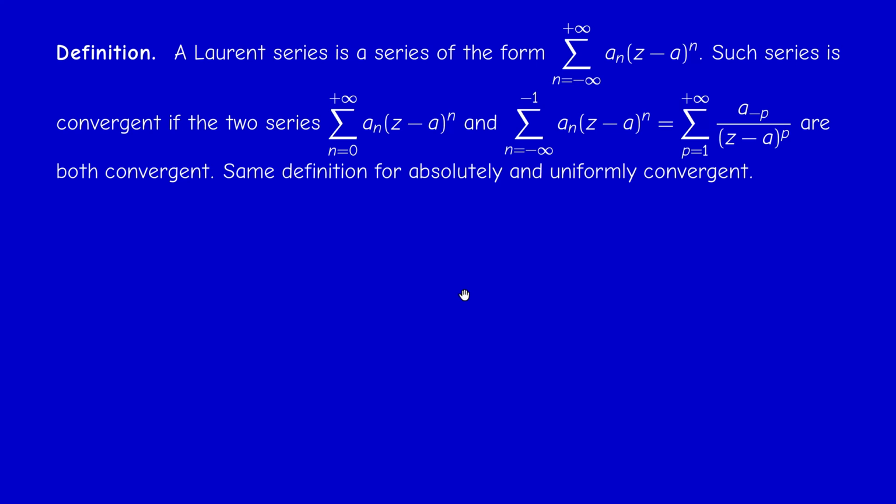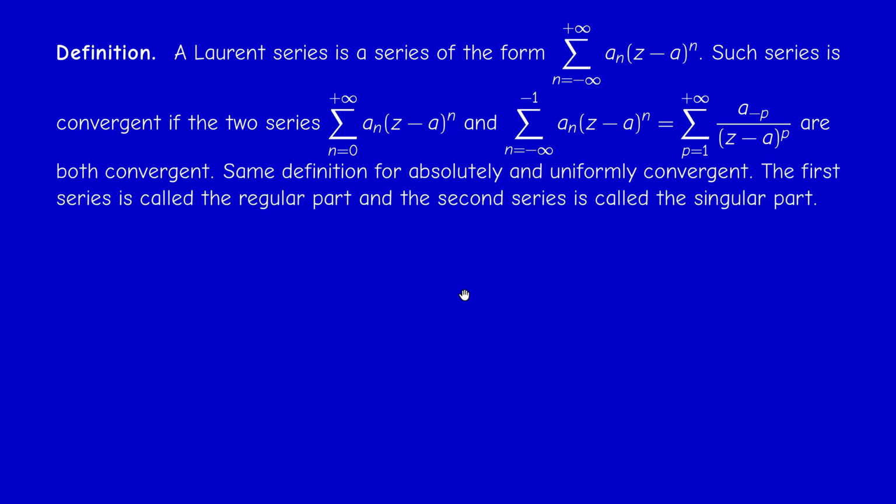Now, the series of non-negative terms is called the regular part. So this is the regular part of the Laurent series. And the series of negative powers of z minus a is called the singular part. You understand why? Because there's a singularity at z equal a. So every Laurent series is composed of the sum of two parts, the regular part and the singular part.